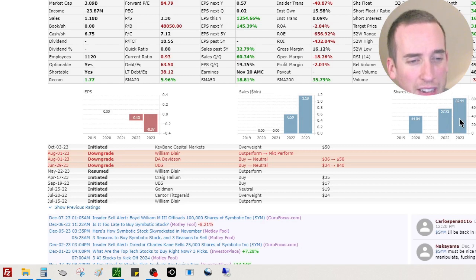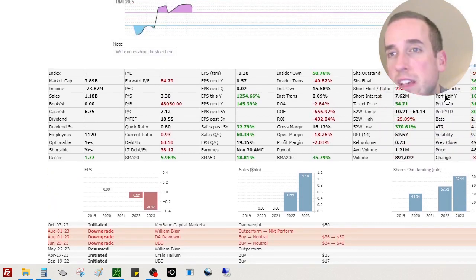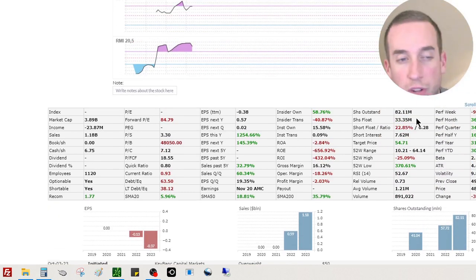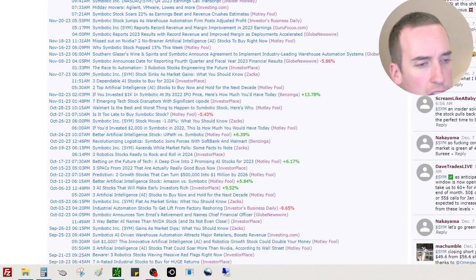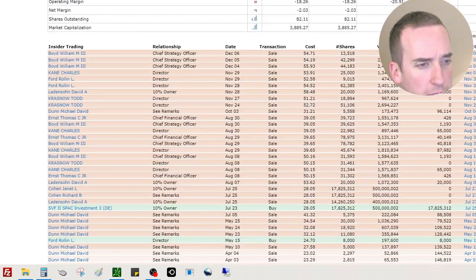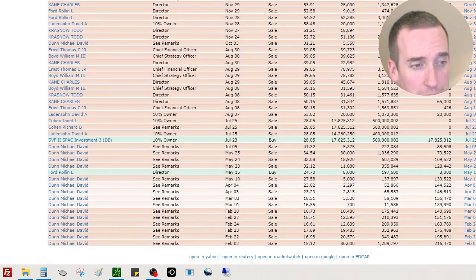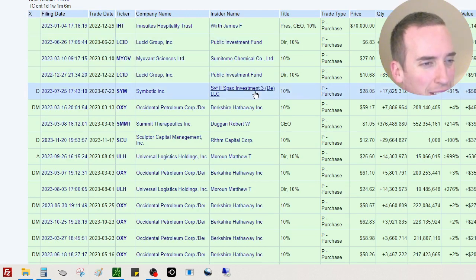But I don't know, because if you go up here, you can see that there's 33 million shares available with 82 outstanding. So the amount outstanding increased. Just going down here, I see a lot of insiders selling. I don't see any buying. It must have been from this SVF SPAC. Let's see. SVF SPAC. Yep, SVF SPAC.